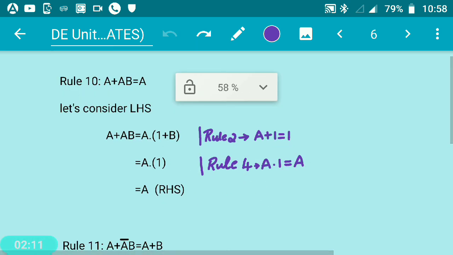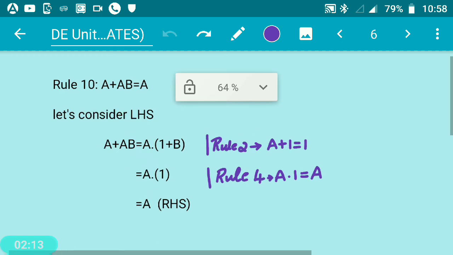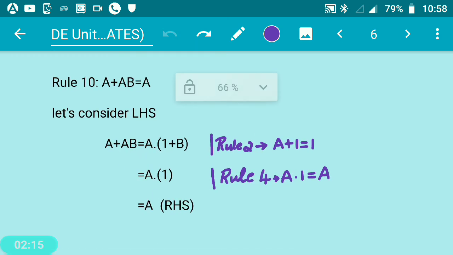So by considering the LHS of the equation, we have reached the RHS of the equation. Because of that, we say that we proved rule number 10 by using the previous rules, rule number 2 and rule number 4. And this is how we understand rule number 10. I thought that you people have understood. If you do have any doubts, ask me your doubts.